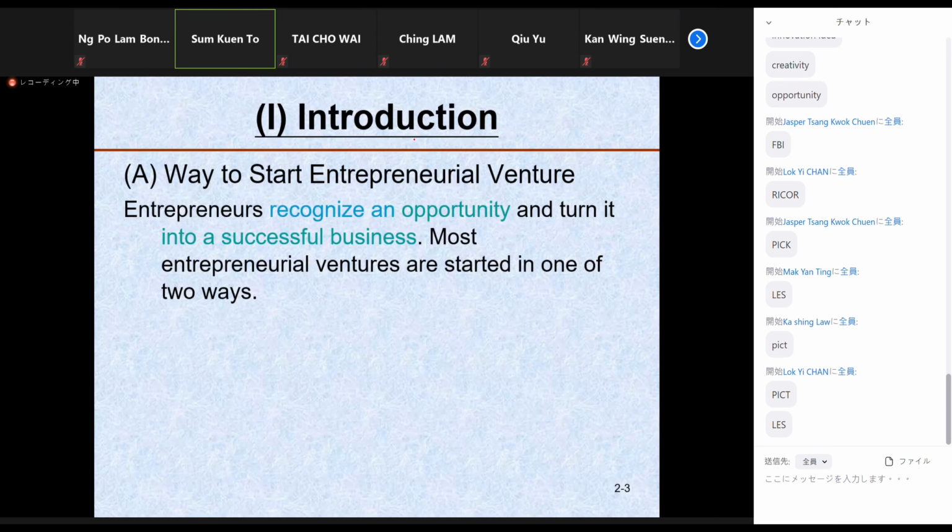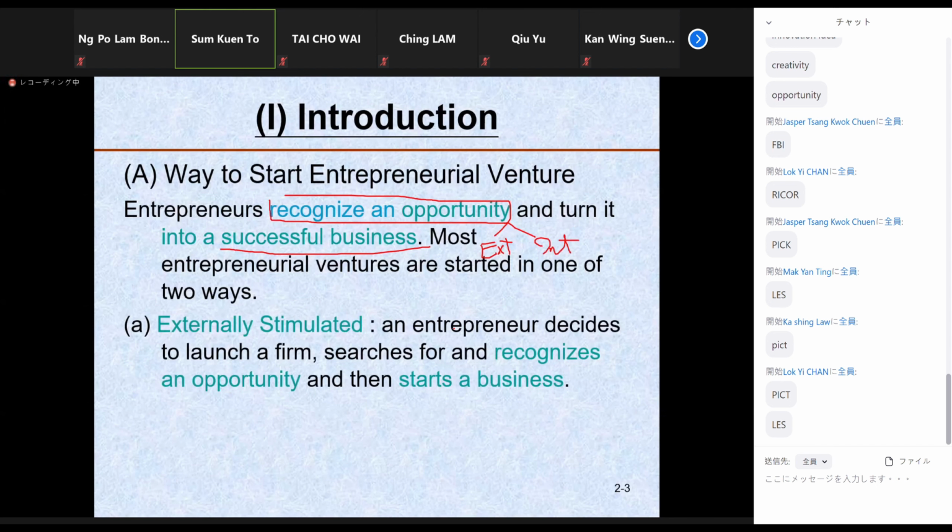Opportunity and idea. How you can recognize an opportunity, and then because of opportunity, you start your business. So we have two ways to recognize. One is external, the other one is internal. Okay, so here comes externally stimulated. You recognize an opportunity because of some external factor.